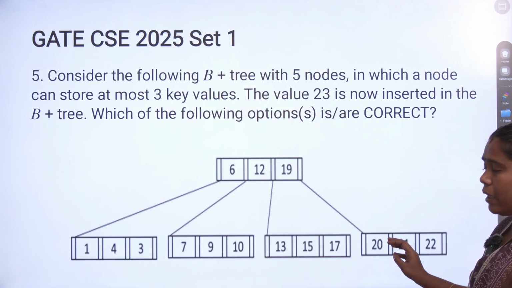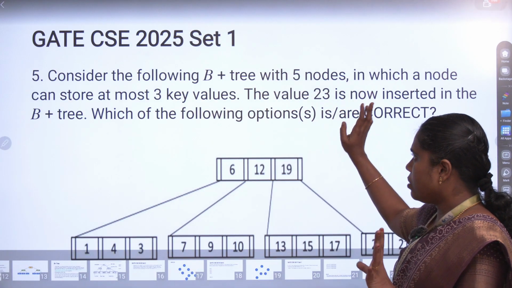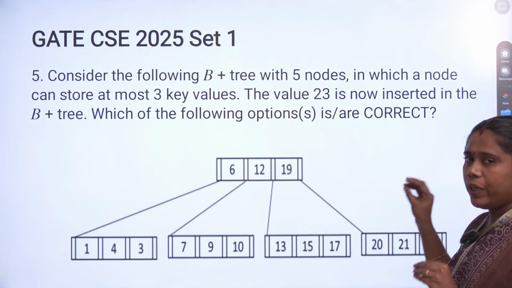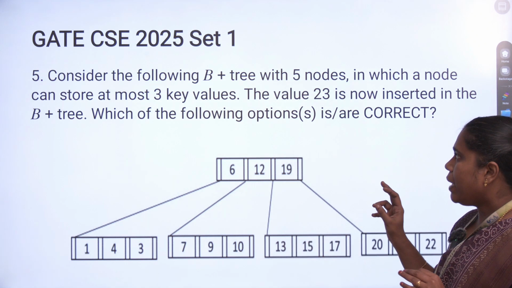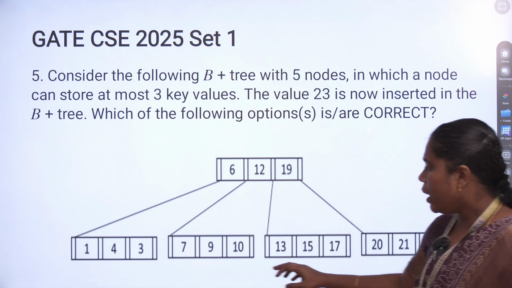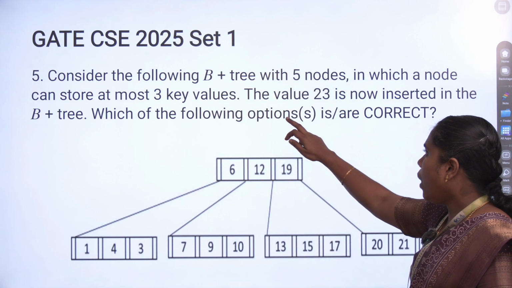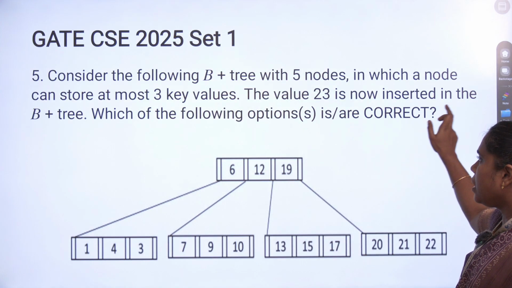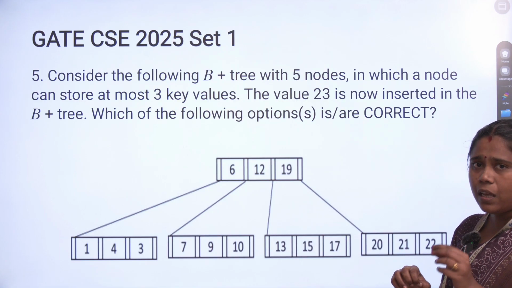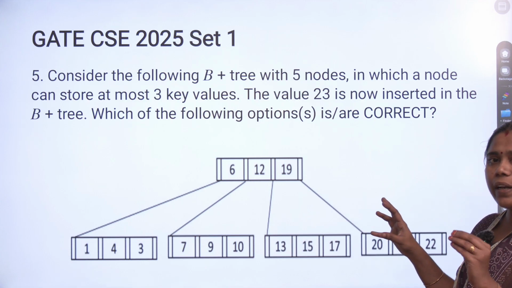So this is the given B plus tree. Now we'll get to the question. This B plus tree has 5 nodes: 1, 2, 3, 4 and 5, in which a node can store at most 3 key values. So each node has at most 3 key values, as given here. Now the value 23 is inserted in the B plus tree. You are going to insert a particular value with key value 23 into the B plus tree. Which of the following options is correct?